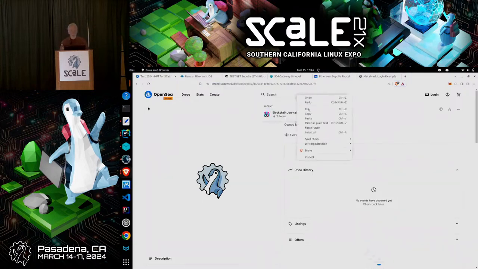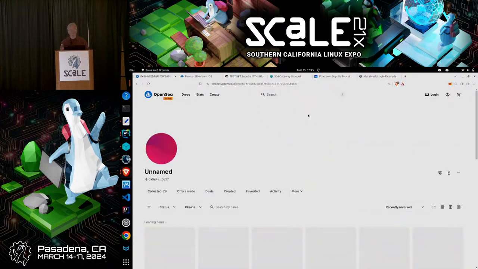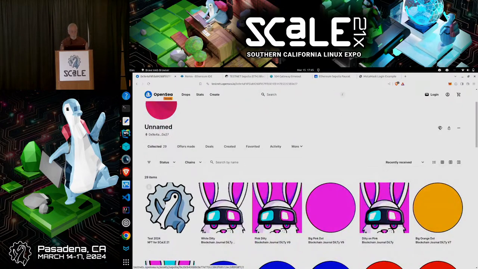Okay, I'm going to go to this user here. I'm going to paste in this user address. There it is. It knows it. And look here. There's the scale. I did this one earlier. But there's the NFT that's out there bound to my user address.